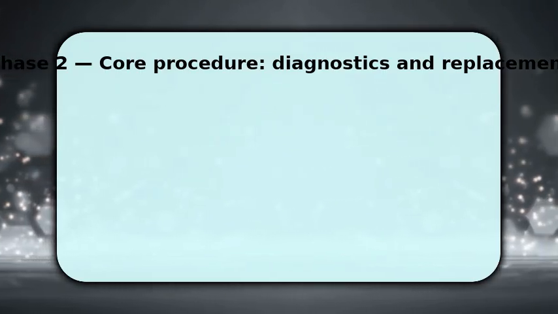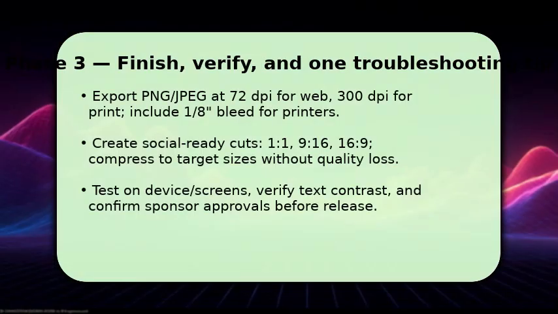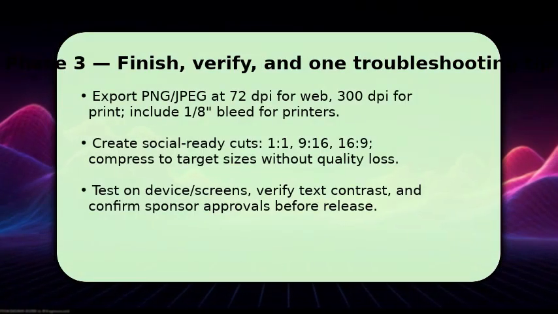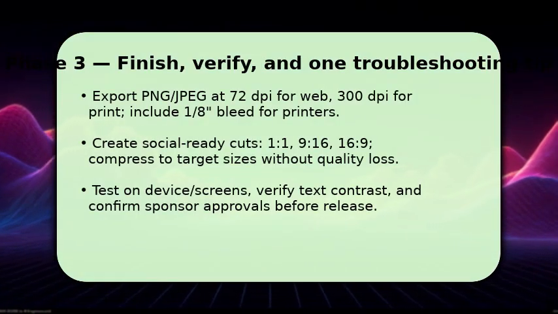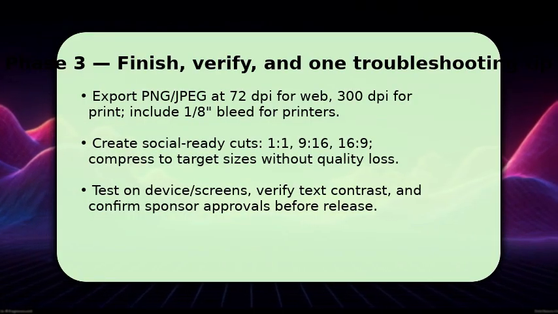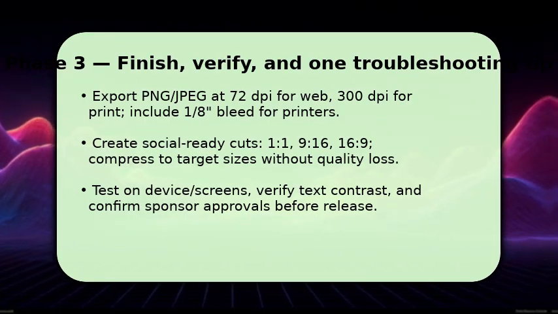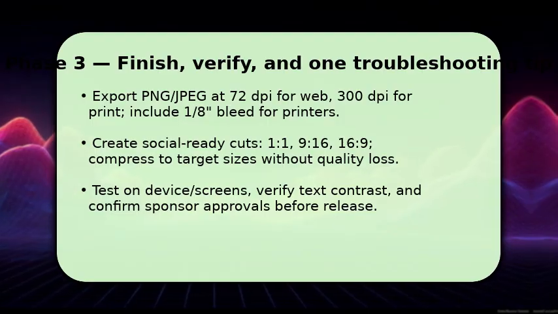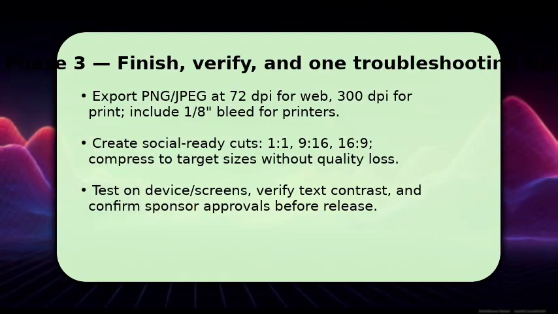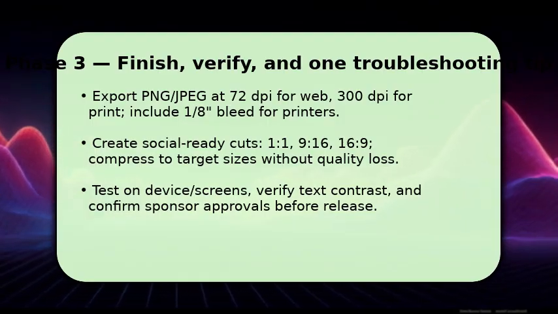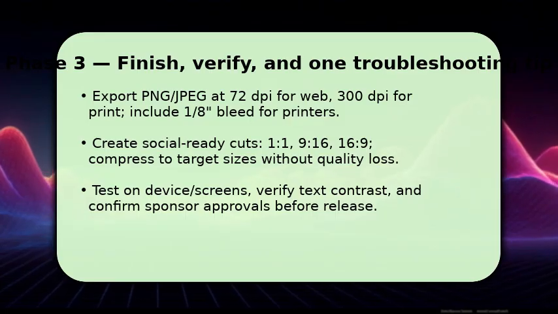You finish by exporting correctly. Export web PNG/JPEG at 72 dpi and a 300 dpi print PDF with 1/8 inch bleed for printers. Then create social-ready crops, 1:1, 9:16, and 16:9, and compress while preserving quality so file sizes meet upload limits.